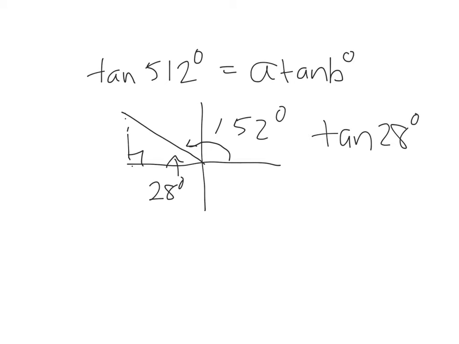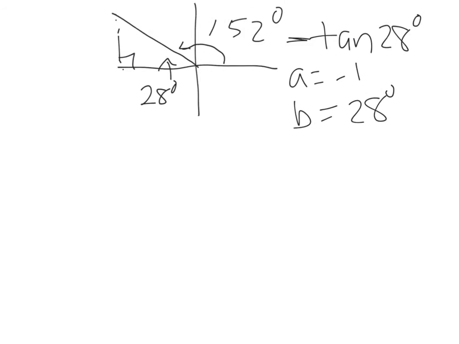The question is, is tangent going to be positive in quadrant 2? Well, in quadrant 2, the y is positive, but the x is negative. So in fact, the ratio will be negative. So you can't just say tangent of 28. You have to say negative tangent of 28. So in this case, A would be negative 1 and B is 28 degrees.